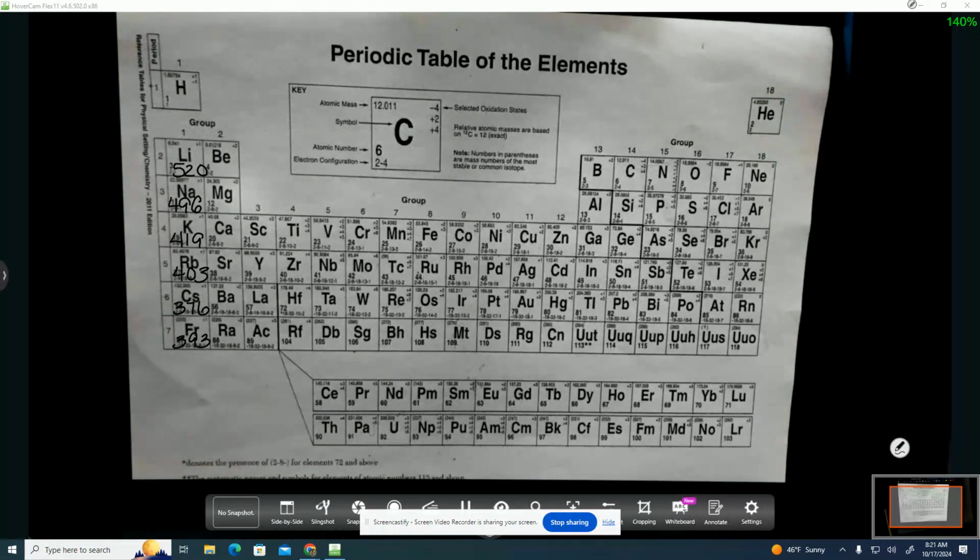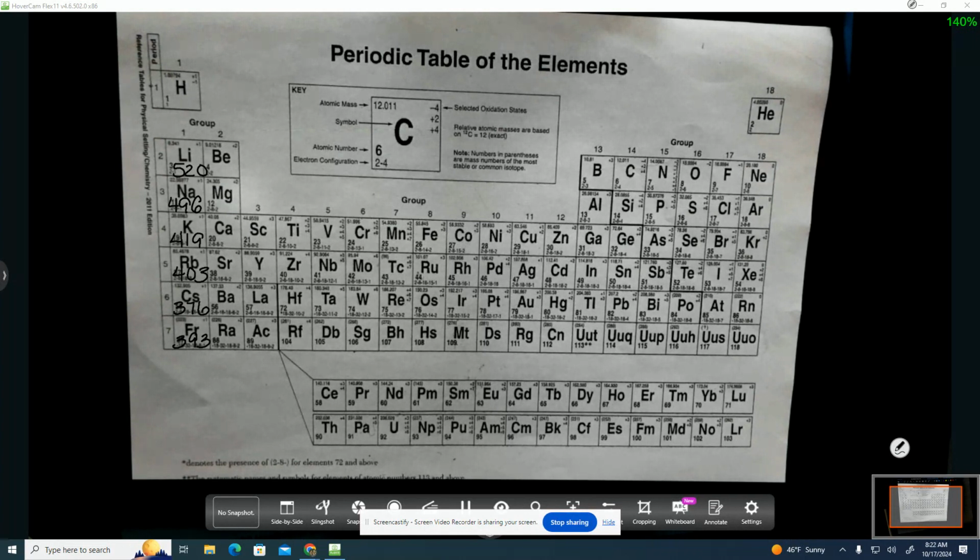393. Okay. Now, you see how it does a little dipsy doodle here, where it went down and then came back up? Because trends are not perfect straight lines. Some of them are going to go up and down. But look what happened from 520 down to 393. What was the trend? It decreased. So the ionization energy decreases as you go down the group. That's the trend.